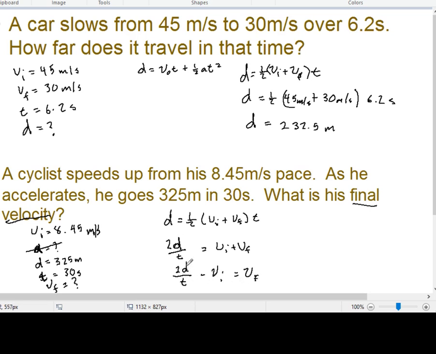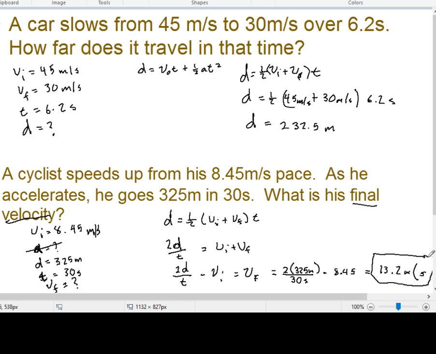we're looking at it. This would be meters per second. Up on the top we've got meters, on the bottom we have seconds. This would be meters per second. So I'm going to end up with meters per second as my units. So let's see, 2 times 325 meters and 30 seconds. Then I'm going to minus 8.45, and I ended up with 13.2 meters per second.